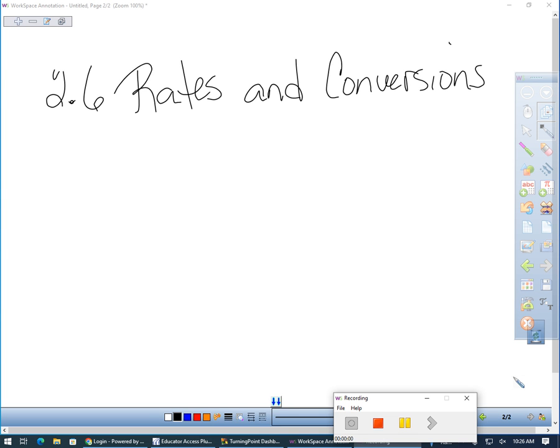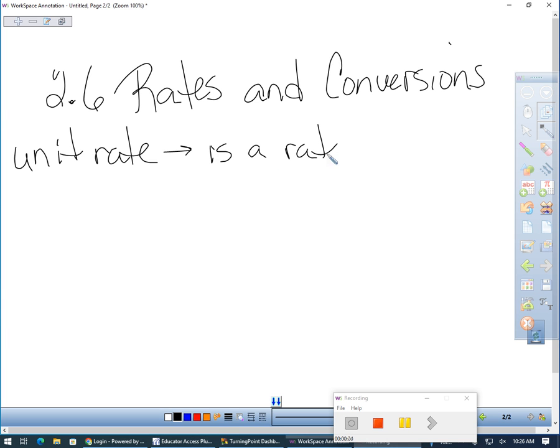Right, when we talk about rates and conversions, there are several different words that we're going to be using, and we have to make sure we understand. The first one is a unit rate. That was one of your vocabulary words. A unit rate is a rate with a 1 in the denominator.